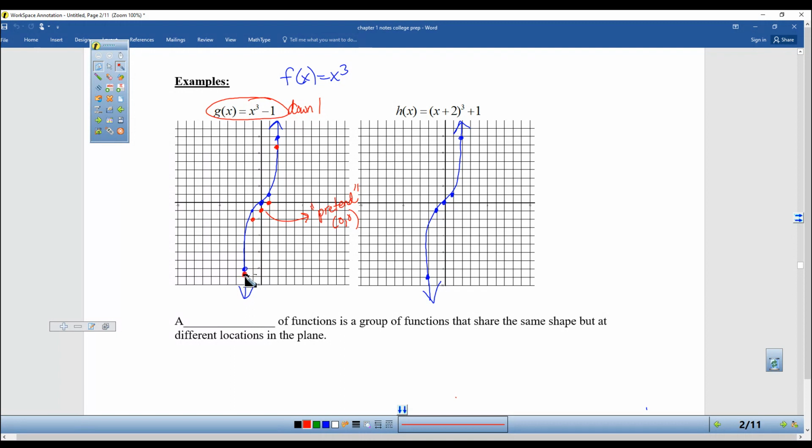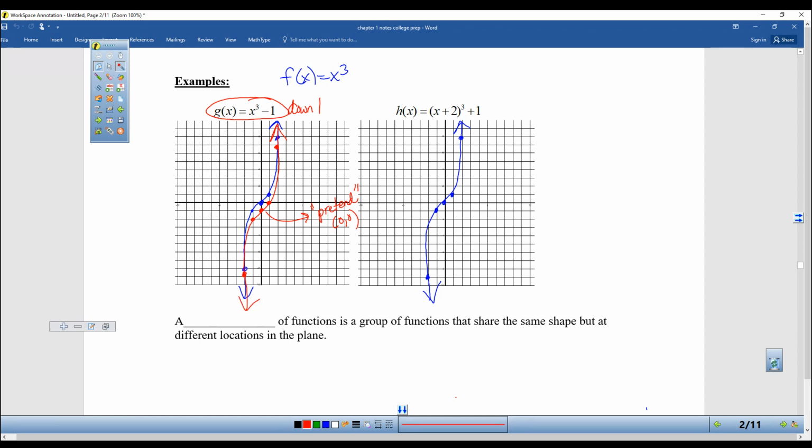Now you might be thinking, so from here over 2, down 8. You might be thinking, can I just take each point and move it down? Yes, you absolutely can always draw the parent graph and then physically move each point down. But eventually, your goal is going to be to do it without drawing the parent graph. So this is how it would look when you've moved the graph down 1.